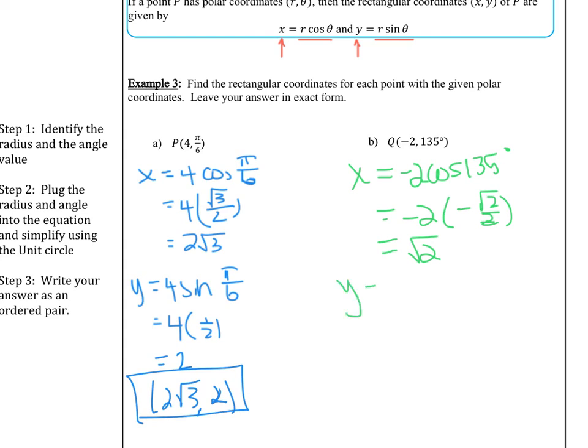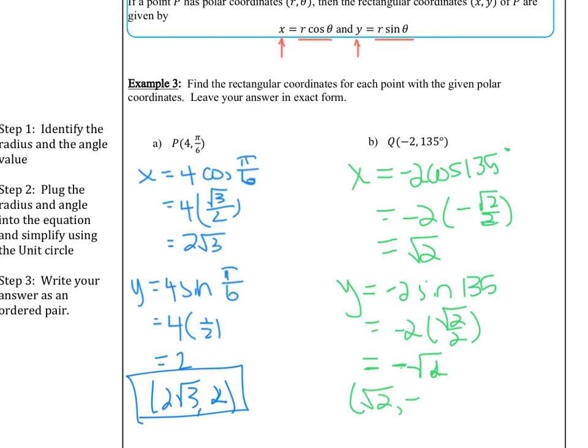Do the same thing. y is -2 times the sine of 135. Sine of 135 is positive root 2 over 2. Simplify, we get negative square root of 2. So then our rectangular coordinate is (square root of 2, negative square root of 2). Yay! Can you believe it? That's it. That's all there is to it.